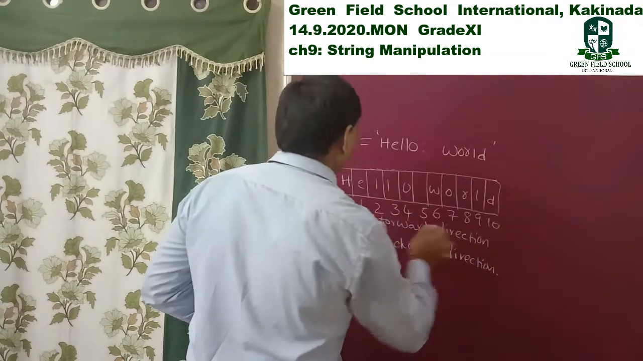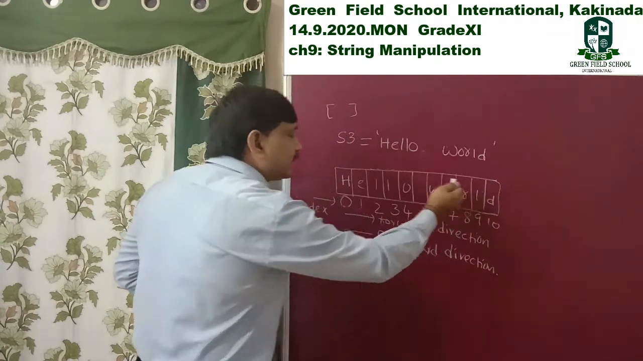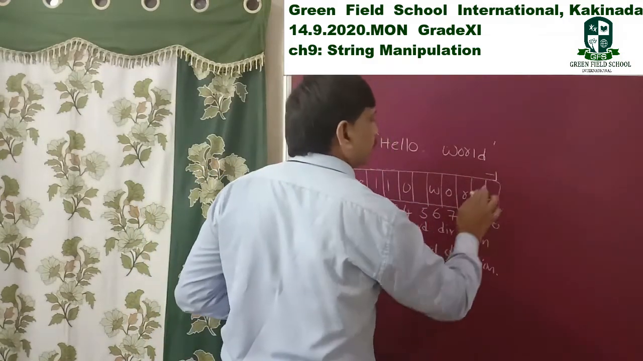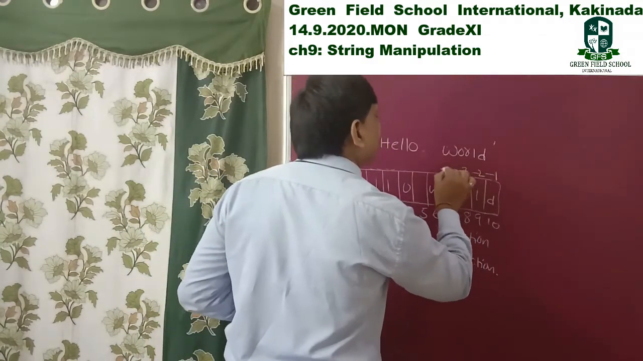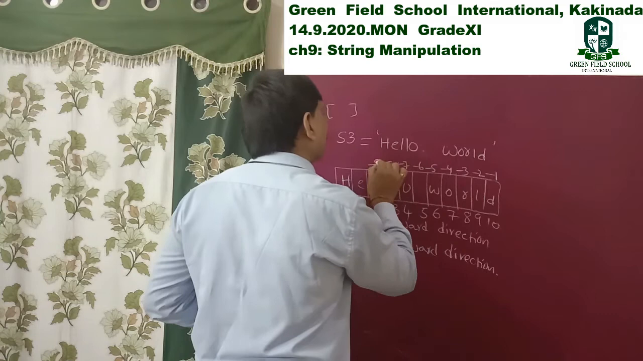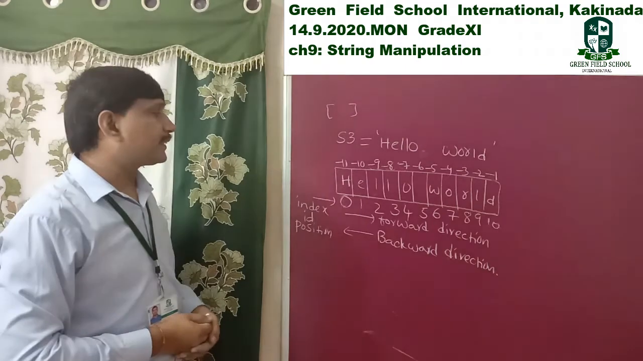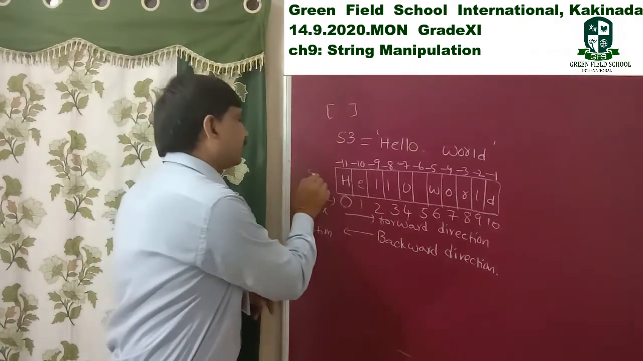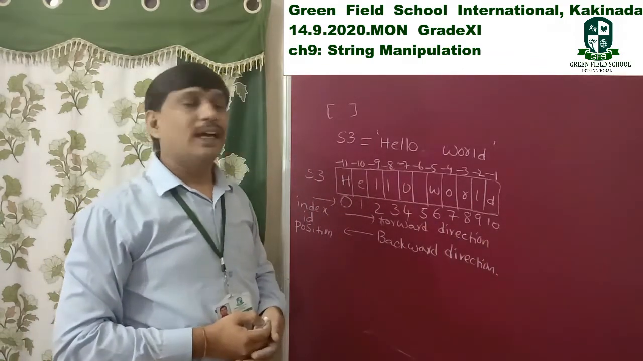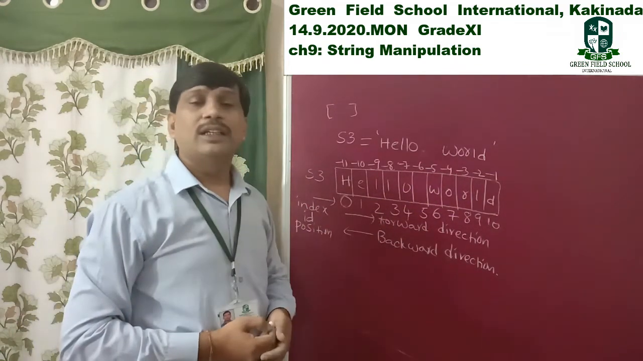This one starts at 0, 0 to 10. This one is the forward direction. When I am accessing in this direction, it is called the backward direction. This one is -1, -2, -3, -4, -5, -6, -7, -8, -9, -10 and finally -11. So we access this same string S3 by using the forward direction or by using the backward direction.